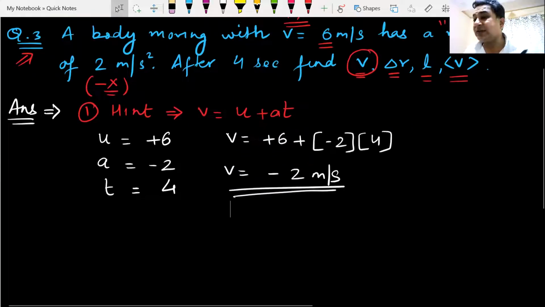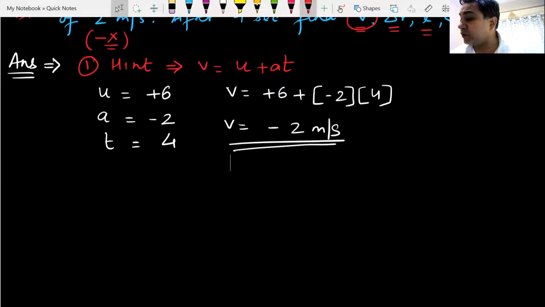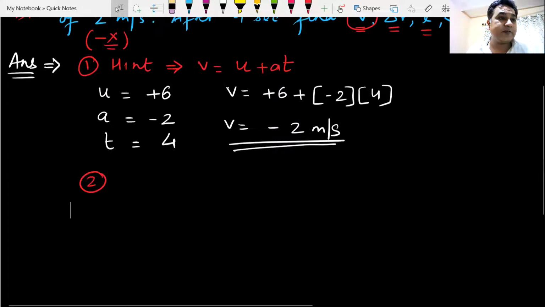Now let us move on to the second part of finding out the displacement. Anyone could do part number 2, finding out displacement? There are different ways in which I can find out the displacement. Anyone can tell me which way should I use? I can use the direct equation.